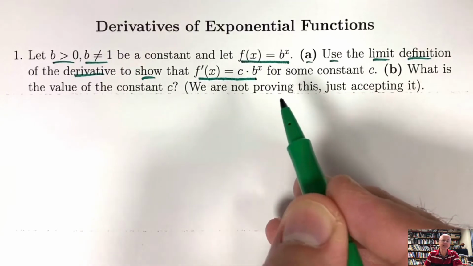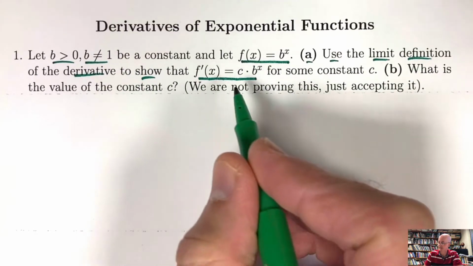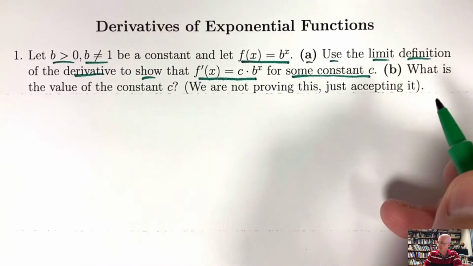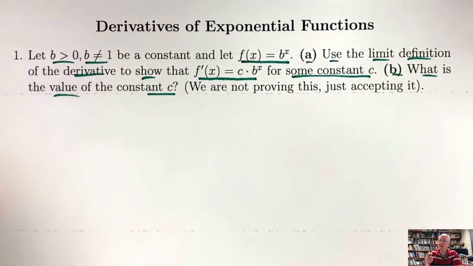Part A says use the limit definition of the derivative to show that f prime of x equals c times b to the x power. In other words, the derivative is a constant multiple of the original function itself for some constant c. Part B says what is the value of that constant c. I'm just going to tell you the answer. Maybe you already know it. I'm not going to prove it. I'm not going to derive it. That's beyond the scope of this video.